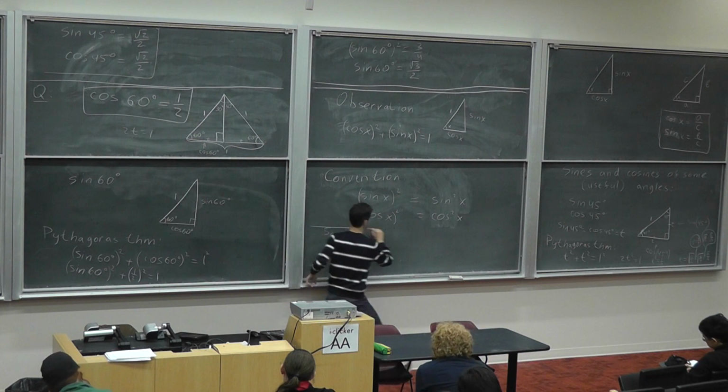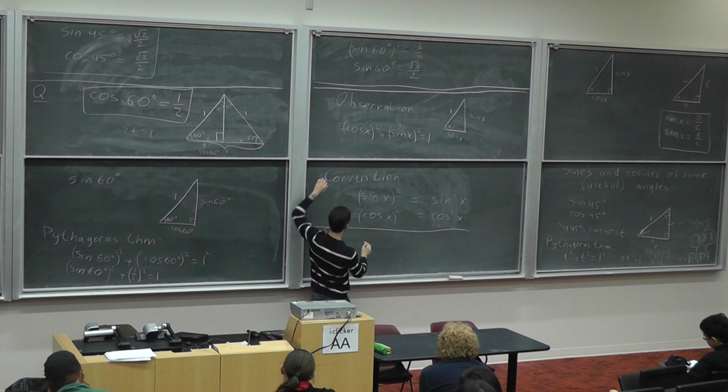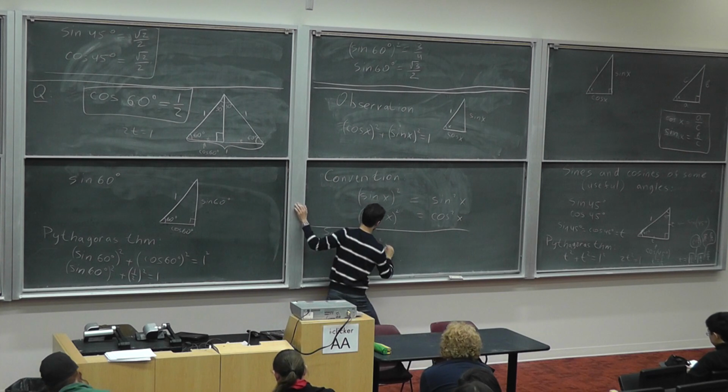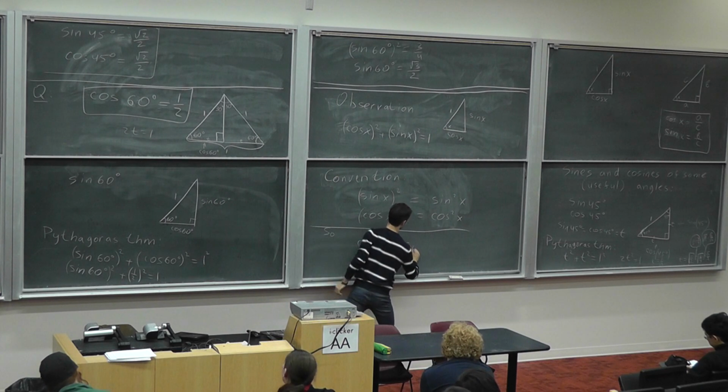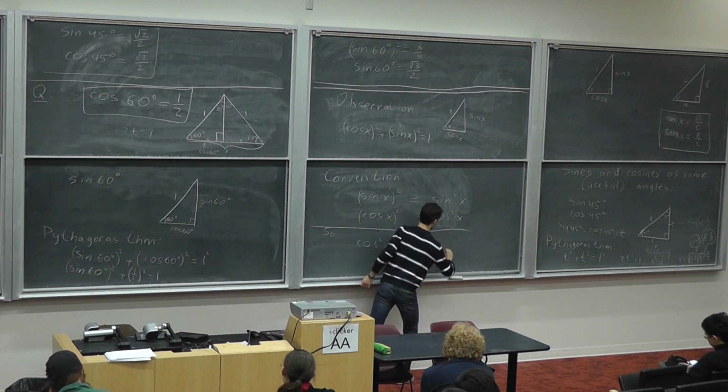So our relationship is usually written in this way: cosine squared plus sine squared is equal to 1.